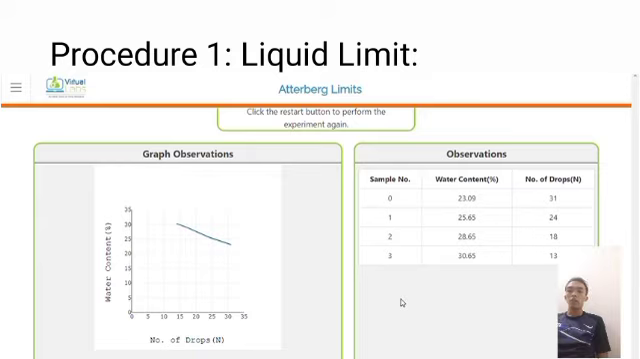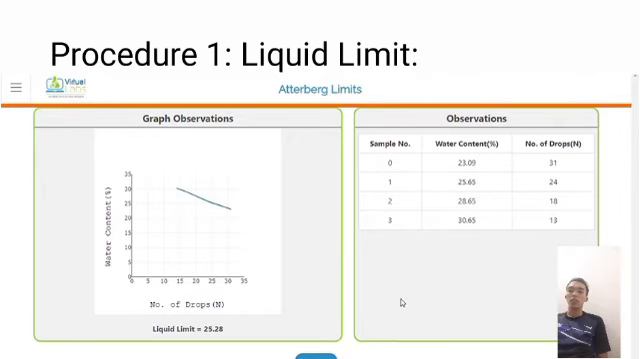Leave the moisture can in the oven for at least 16 hours. Place the soil remaining in the cup into the porcelain dish. Clean and dry the cup on the apparatus and the grooving tool. Remix the entire soil specimen in the porcelain dish.